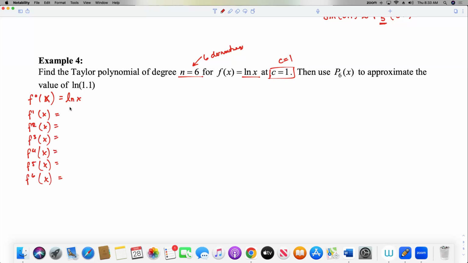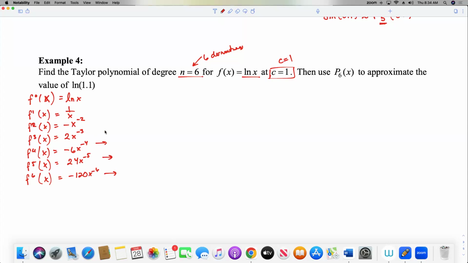All right, derivative of ln of x is 1 over x. Derivative of 1 over x is negative x to the negative 2. Derivative of that is going to be 2x to the negative 3. Derivative of this is going to be negative 6x to the negative 4. Derivative of that is going to be 24x to the negative 5. And derivative of that guy is going to be negative 120x to the negative 6.